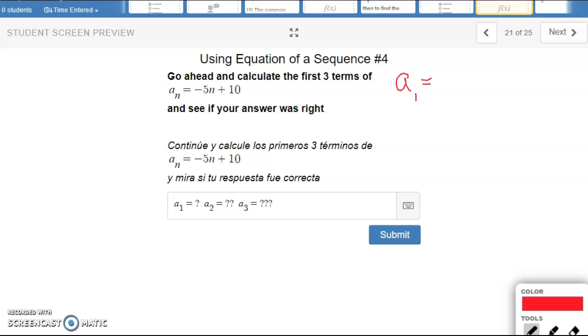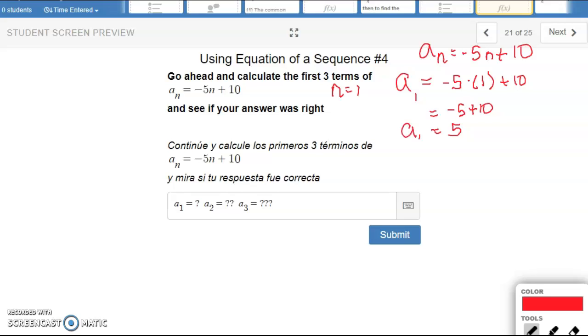A sub 1, that means n is equal to 1. That means we're talking about the first term. So where we have the equation a of n is equal to negative 5n plus 10, negative 5 is still the same, but instead of n, we're going to put 1, plus 10. That's negative 5 times 1, which is negative 5, plus 10. That's going to be 5. So I know that a of 1 is 5, so I can put 5 here.